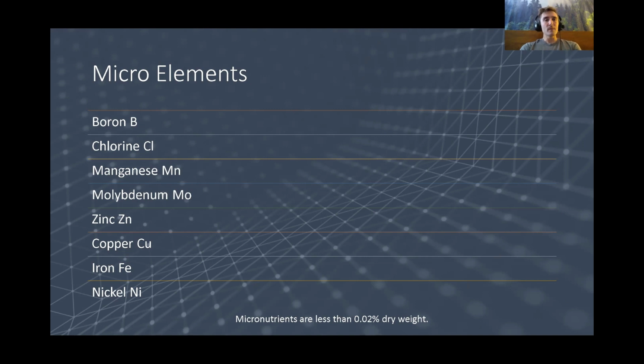So here we have our microelements. We have boron, chlorine, manganese, molybdenum, zinc, copper, iron, and nickel. So one of the difficult things to remember is manganese and molybdenum, and then to remember that manganese is Mn and molybdenum is Mo. So that's something you'll have to pay attention to, and it's worth it to study a little bit on this.